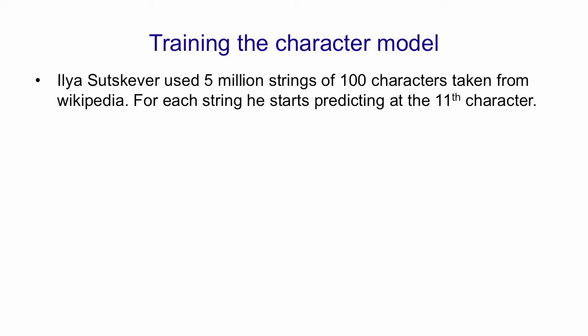Ilya Sutskever used 5 million strings of 100 characters each, taken from English Wikipedia. For each string, he starts predicting after 11 characters. So the recurrent network starts off in a default state. It reads 11 characters, changing its hidden state each time, and then it's ready to start predicting, and it gets trained by backpropagating the errors it makes in prediction.